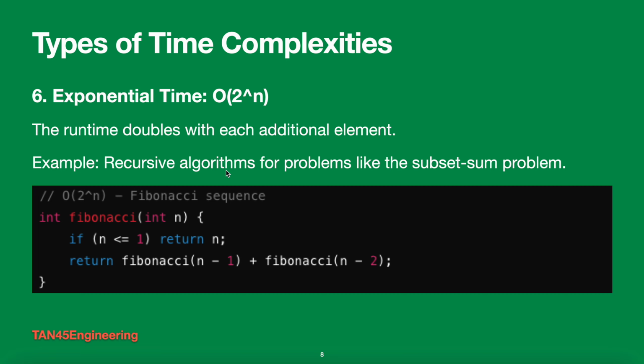So in this case also the algorithm depends on n, right? But how does it depend upon n? That is the time complexity. It depends with the ratio 2 raised to power n. It's exponential time complexity. Very common for recursive algorithms, for finding subset problems, brute force problems, and like a Fibonacci sequence.